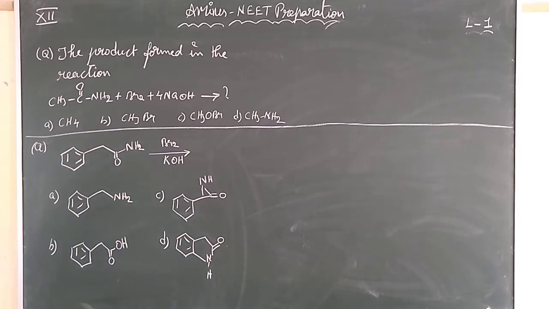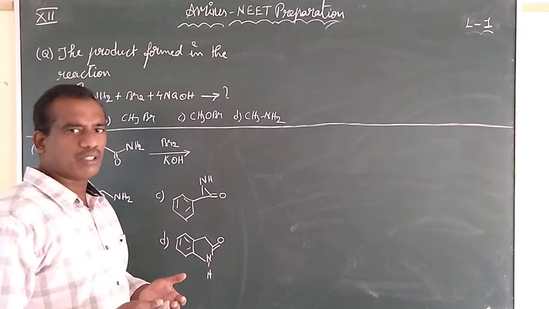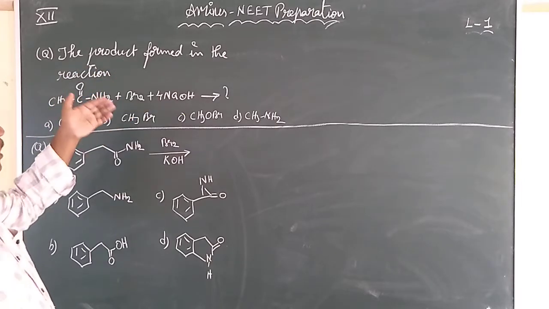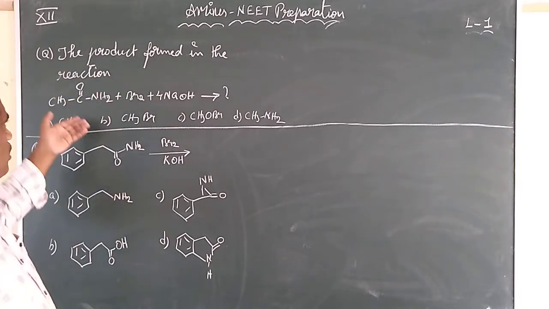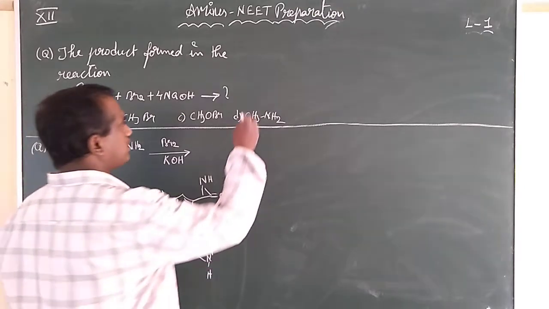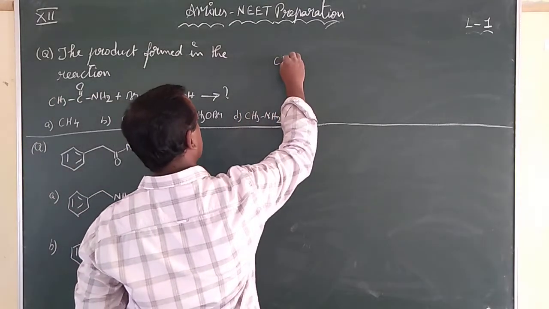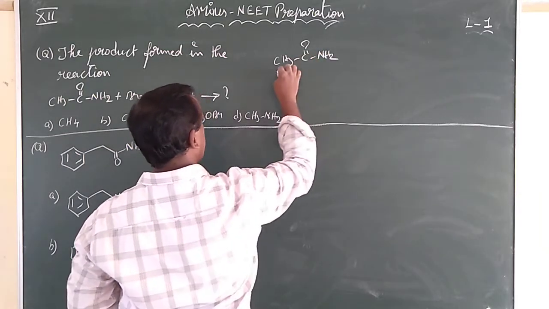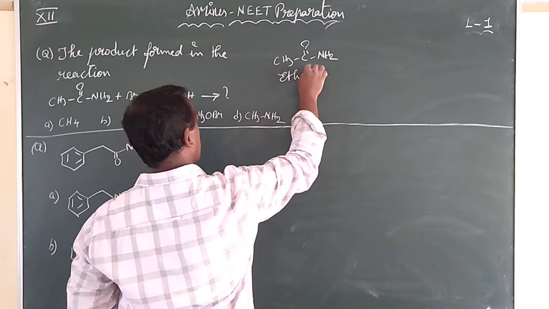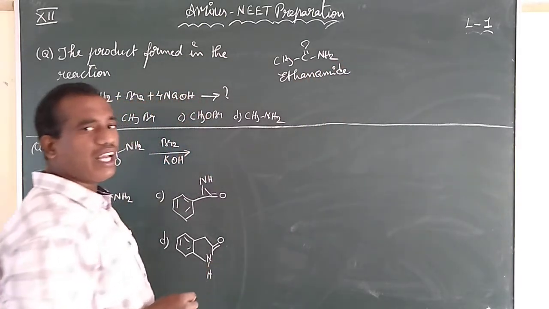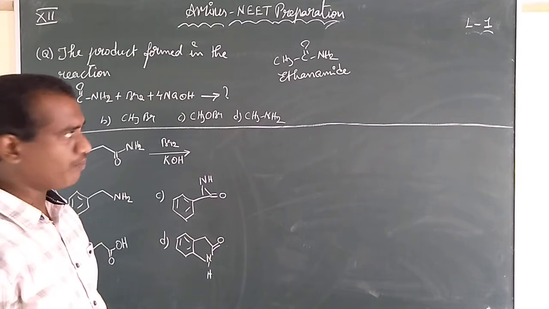Read the question and answer. Let us see one more question, children. The first question you can clearly answer; there is no surprise here. What is the question given? The product formed in the reaction is CH3 C double bonded O NH2. What is CH3 C double bonded O NH2 called? It is called ethanamide. Don't forget the name.